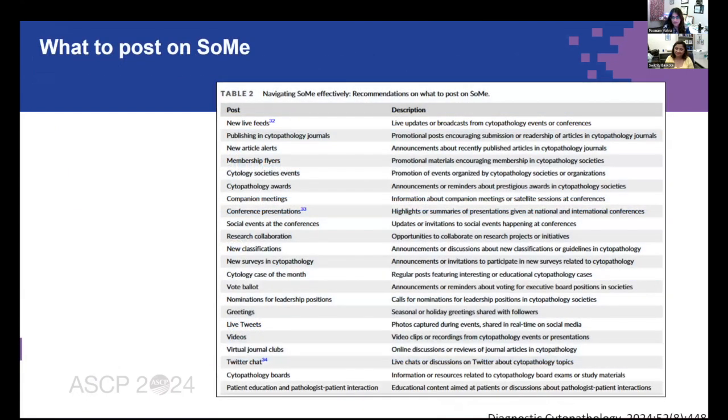We recently published this article in Diagnostic Cytopathology, and this table is from that, and it tells us what we should publish. And this is a list of things. I won't go over the entire list, but basically any new live feeds, companion meetings, membership flyers, why to join this particular organization, or any new article alerts, videos, Twitter chats, all these are examples of what we should be promoting or posting on social media.